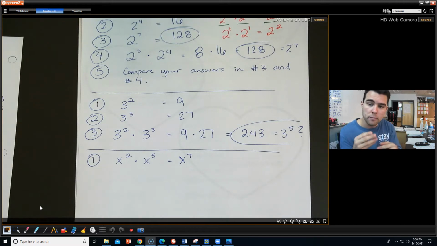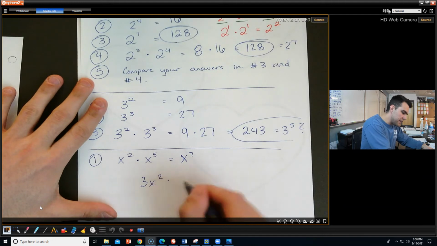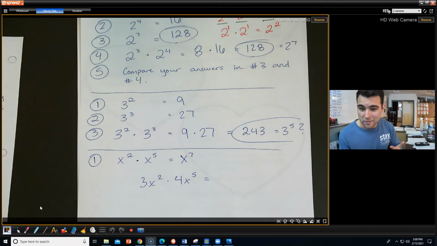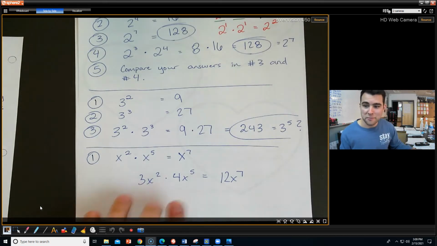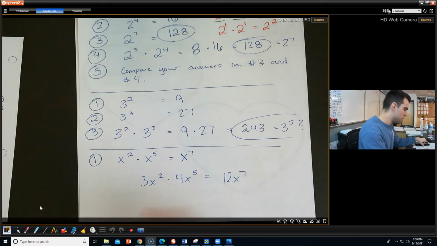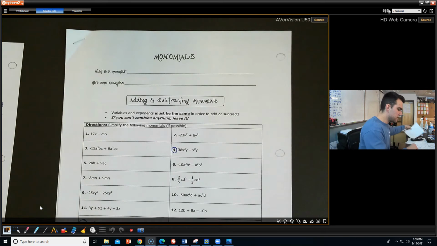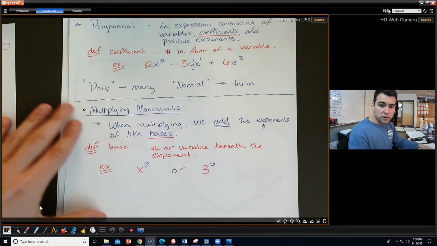There's a little bit more to it than that, because sometimes you might get something like this, which we're going to talk about in a little bit. This guy would just be 12x to the 7th. All right, so maybe you have an idea what we're going to do with the coefficients. Let's define some stuff first. Okay, so let's go back to our definitions and talk about multiplying monomials for a second.